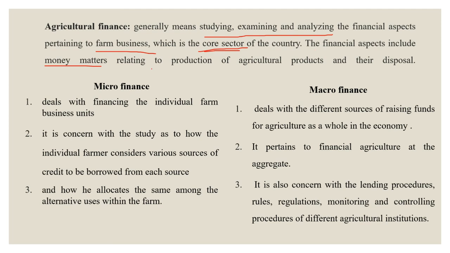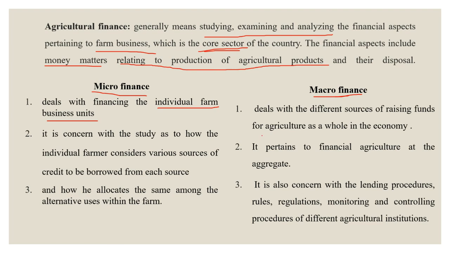The financial aspects of money matters relating to the production of agricultural products. Two types of finance are there: microfinance and macrofinance. Micro means small, macro means large. That means microfinance is related to individual farm business units.